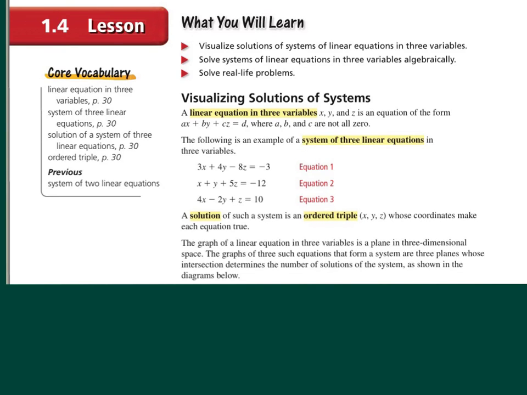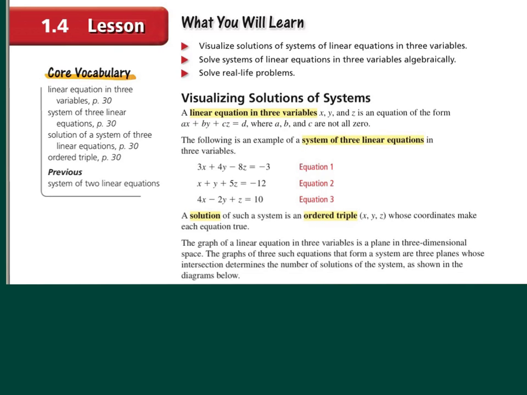In this section, we're going to be solving linear systems in 3 variables. What we're going to have here are linear equations of the form ax plus by plus cz is equal to d, where a, b, and c are all non-zero, meaning that they're all apparent in the equations. The following is an example of a system of 3 linear equations and 3 variables.